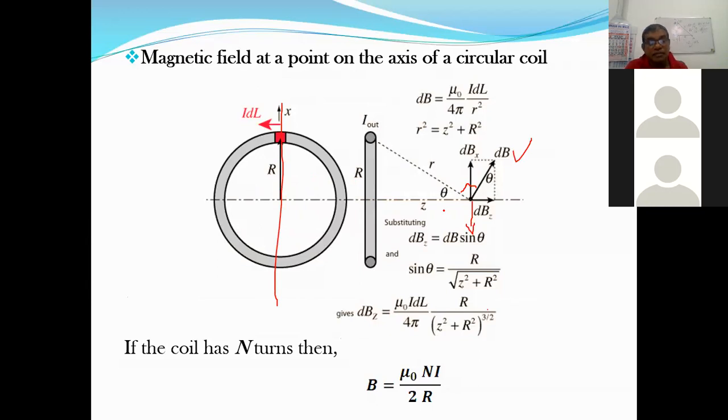Then at the center, that is equal to mu naught I divided by 2r. Suppose if we have n number of coils, so we have to multiply by n. We have n turns, we have to multiply by n.